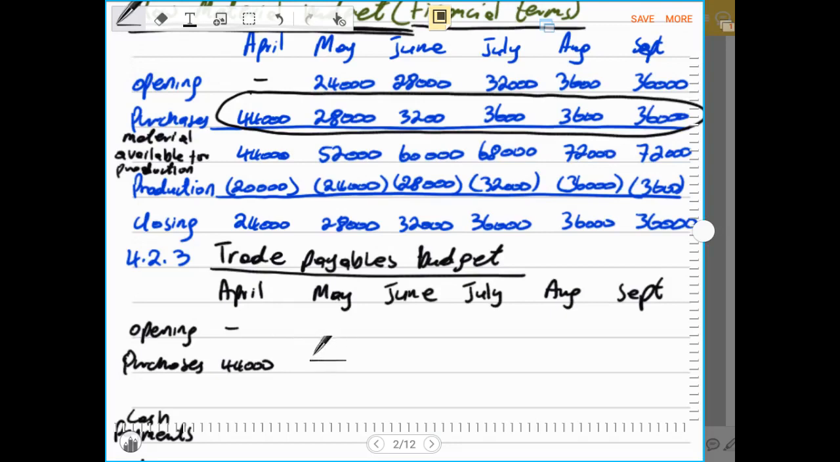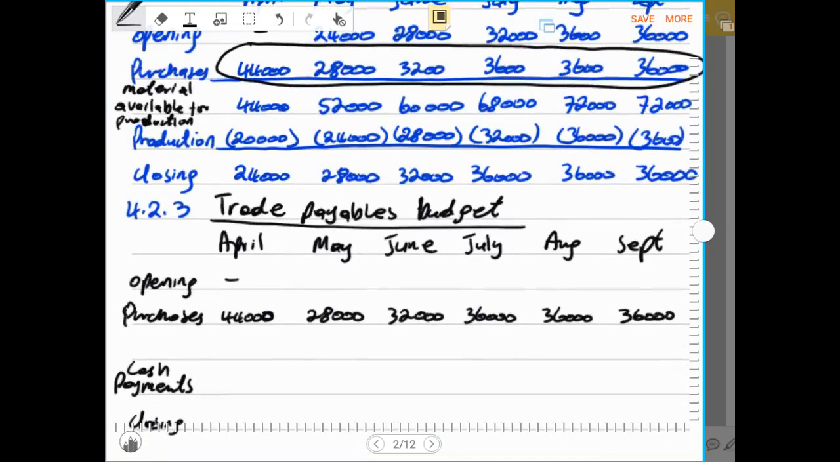And in May we had purchases of 28,000. In June we had purchases of 32,000. In July we had purchases of 36,000. In August we had purchases of 36,000. And in September we had purchases of 36,000. So now we have recorded all the purchases for their respective months. If this is done, then this budget becomes very, very easy. Remember, in April there was no opening balance because there was no purchase from the previous month.